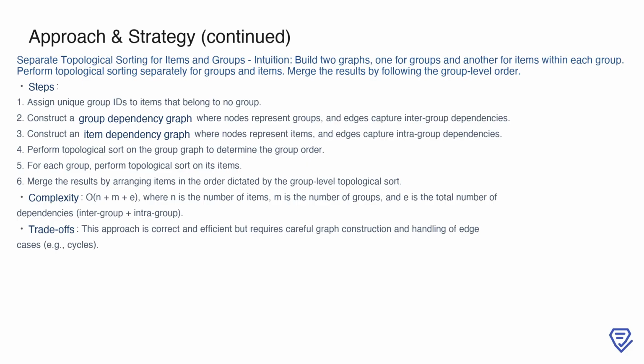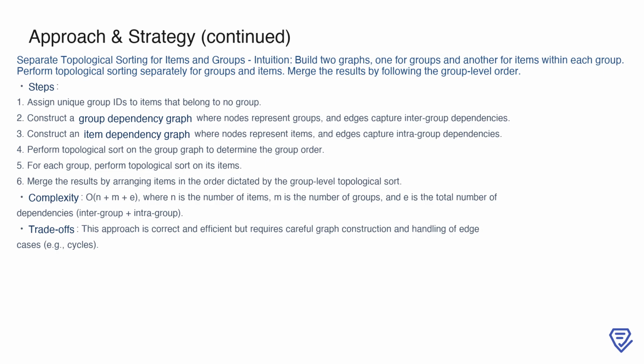The solution then involves performing a topological sort on the group graph to determine the order of groups, followed by a topological sort within each group to determine the order of items. Finally, we merge these results, arranging the items according to the order dictated by the group-level sorting. This approach is efficient, with a time complexity of O(n + m + e), where n is the number of items, m is the number of groups, and e is the total number of dependencies.